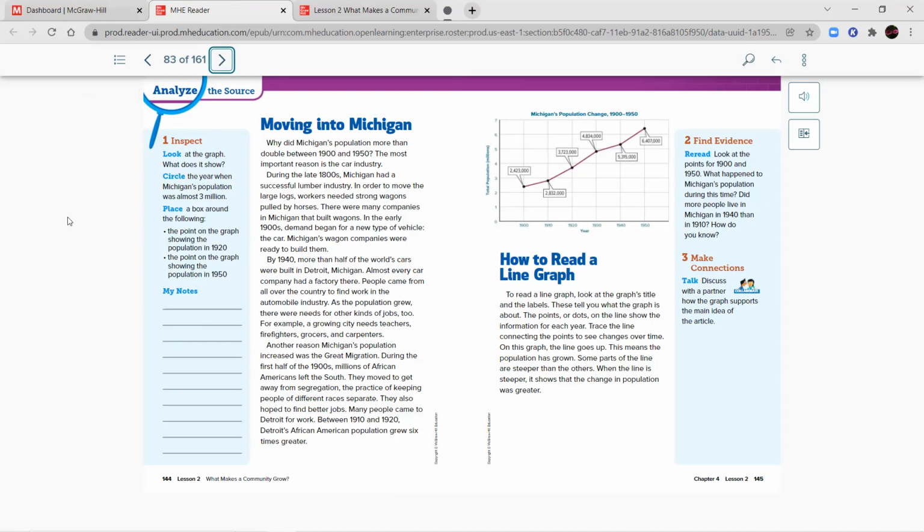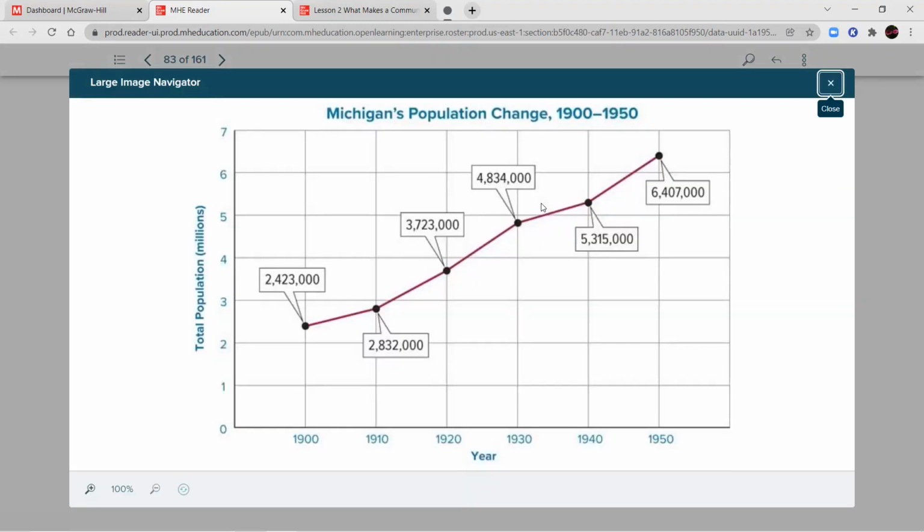In our blue bars, we're going to look at the graph. What does it show? Circle the year when Michigan's population was almost 3 million. Put a box around the following: the point on the graph showing the population in 1920, and also put a box around the point on the graph that shows the population in 1950. So you're going to circle certain things and you're going to put a box around certain things.